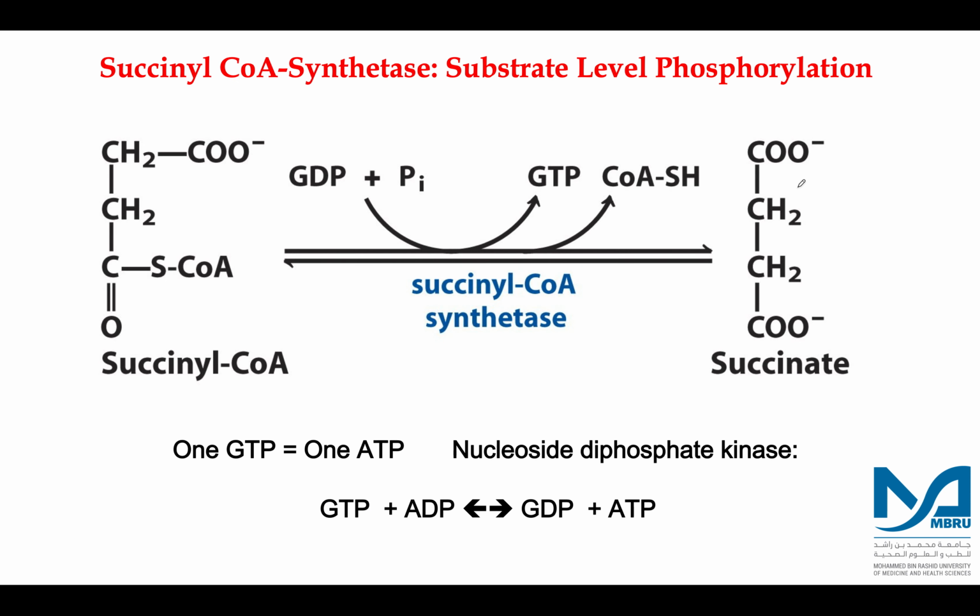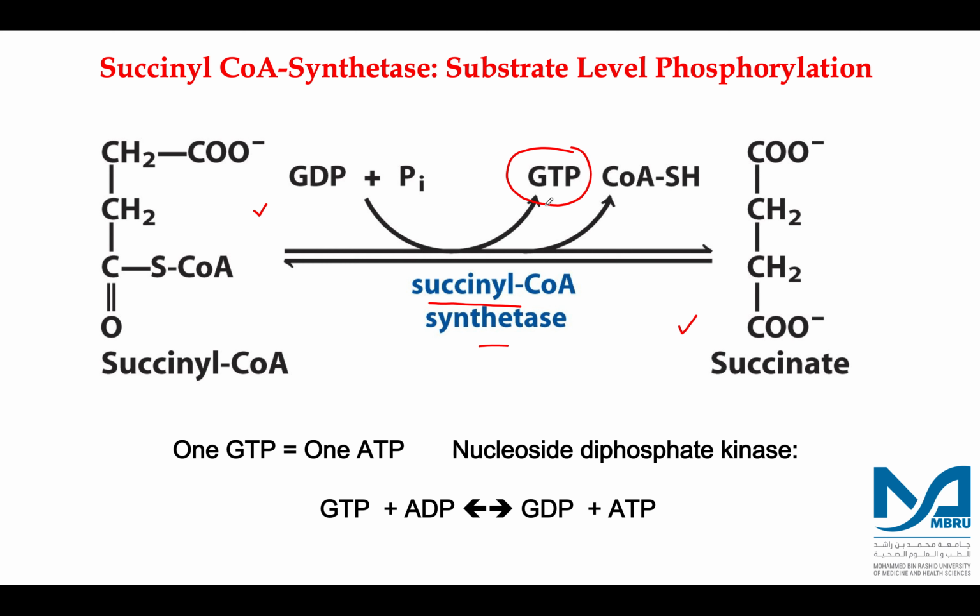The next step is the conversion of succinyl coenzyme A to succinate, and this step is important because there is a production of GTP. So let me go back. Succinyl coenzyme A is converted to succinate by the enzyme succinyl coenzyme A synthetase. In the process, there is a production of GTP.